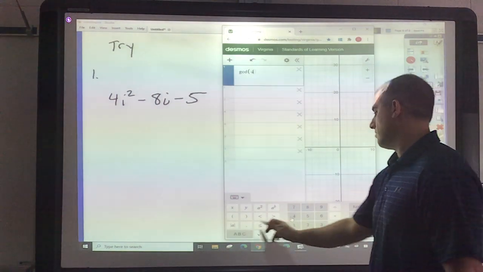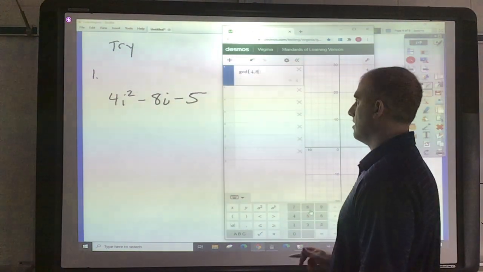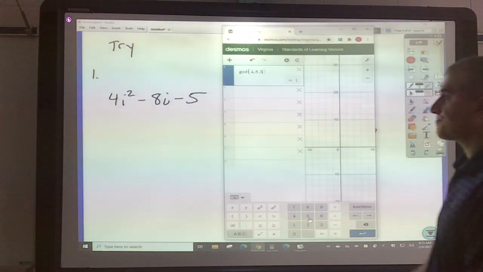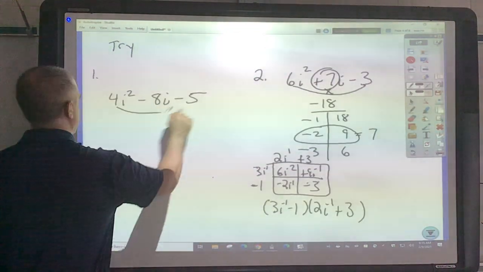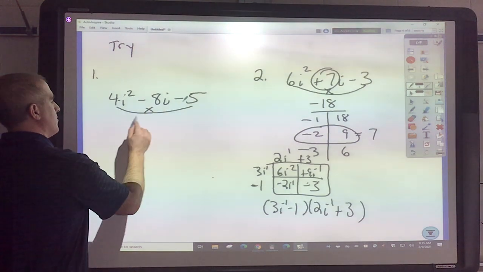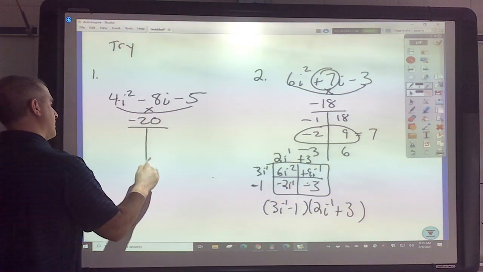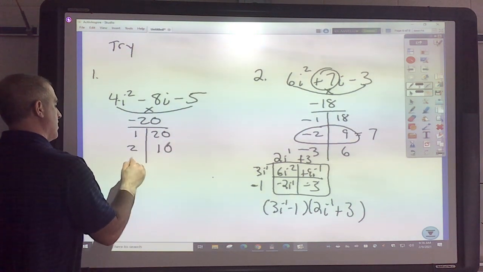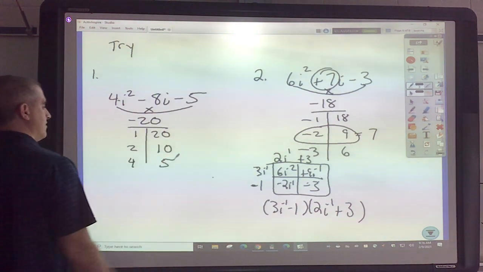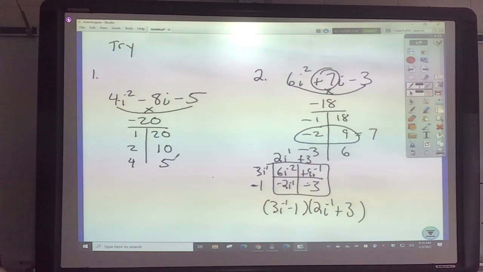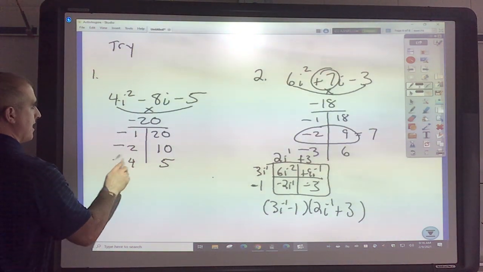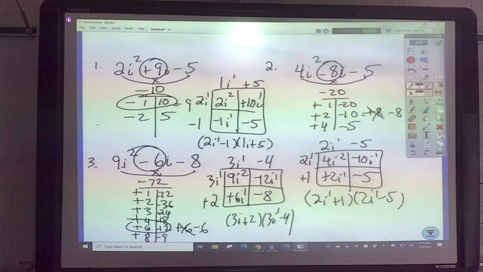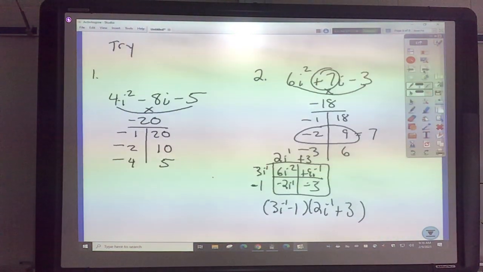We got 4, we got 8, and we got 5. You can see it's a 1. 4 times that would be negative 20. Factors of negative 20 are 1 and 20, 2 and 10, 3 no, 4 and 5. Now, since I see negatives, I make one side negative. Is this the same problem we did from before? It's the same exact one.